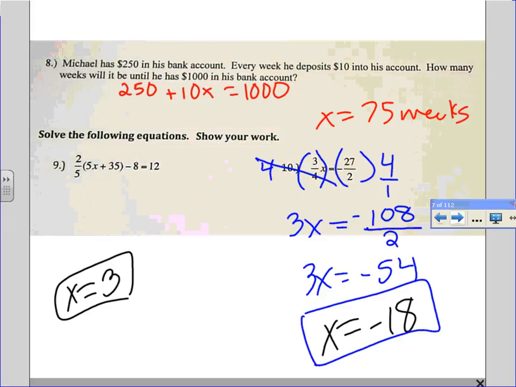Yeah. For which one? Okay, I'll go over it. Okay, so let's start with number 10. Number 10, the first thing that you need to do is multiply both sides by the bottom of the fraction.